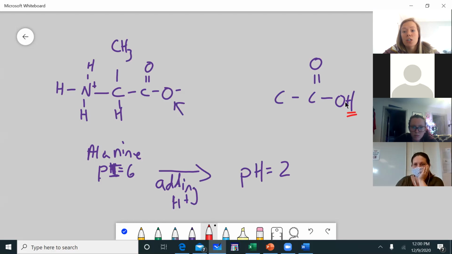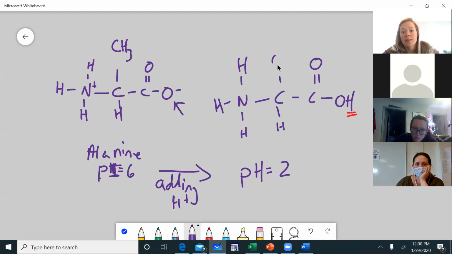What happens to the charge on this side? It's no longer negative, it becomes neutral. Okay. This over here stays the same. N, H, H, H, this has an H, and this also has that CH3. So the only thing that's different is what's happening right here. This is also a plus.